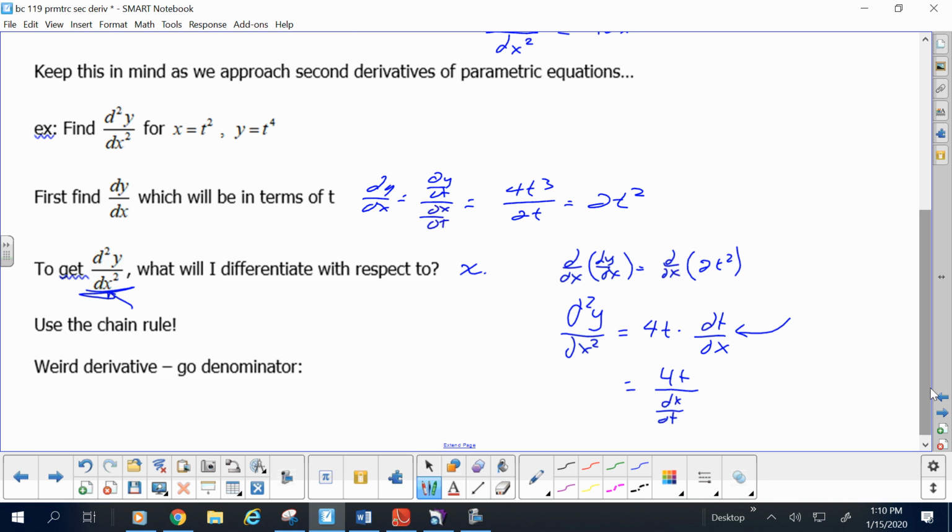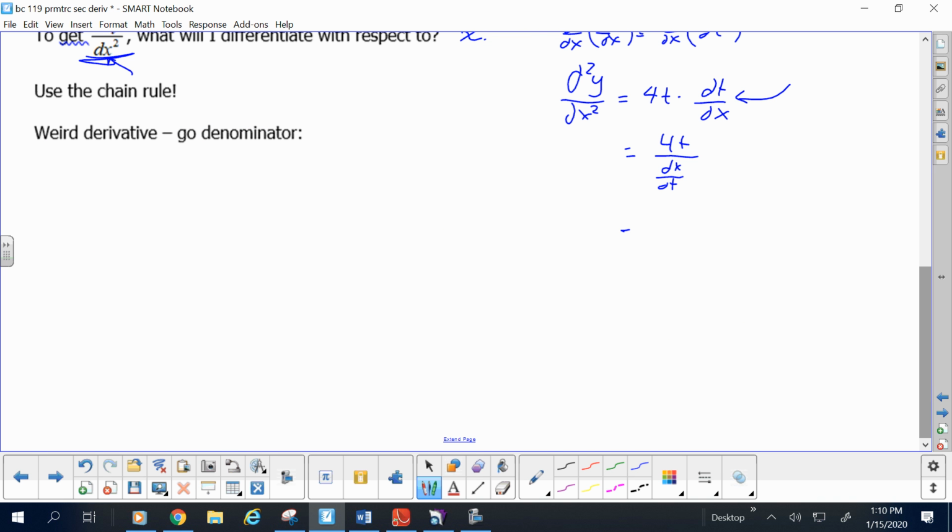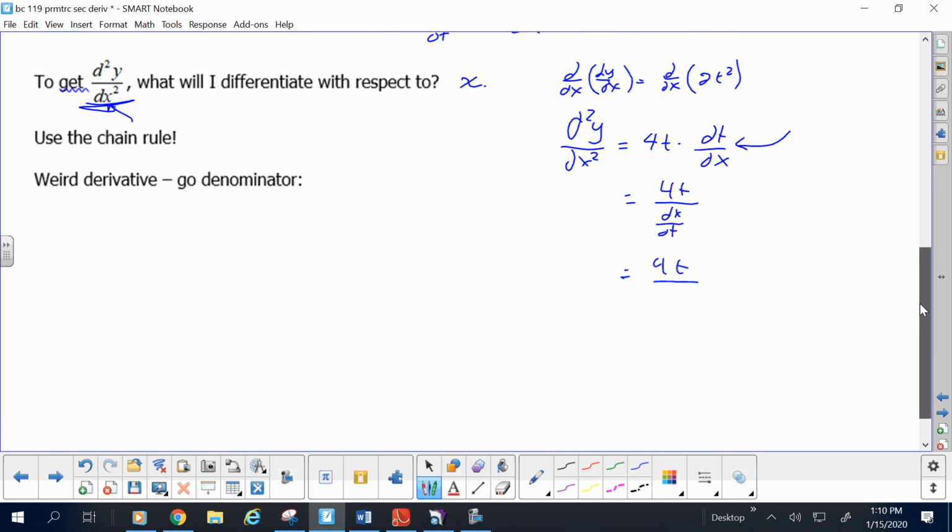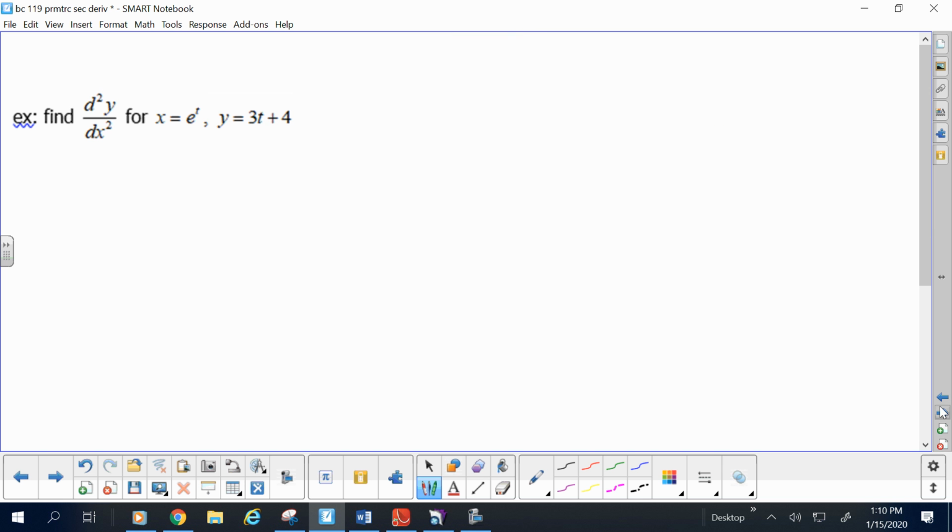All right. Well, that means that really when we do the second derivative, we take the derivative, but because of the chain rule, we also actually end up dividing by dx/dt. What was dx/dt again? 2t. Is that what you said? 2t. And so our second derivative is just, okay? So that's the process.